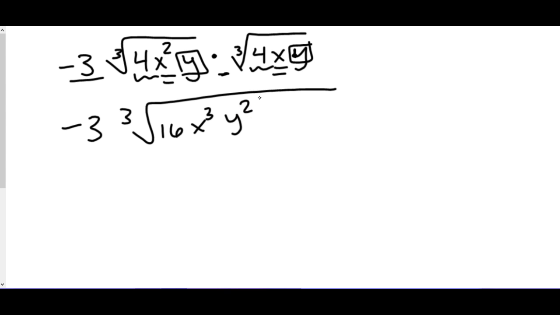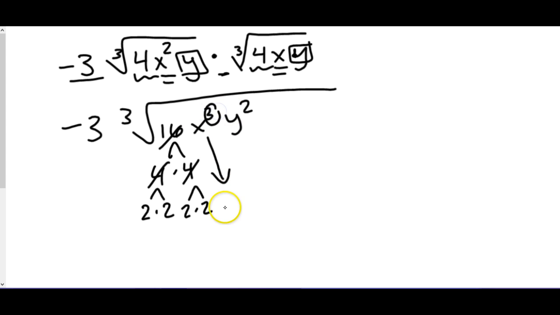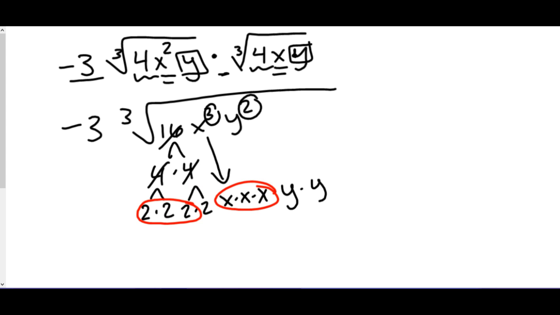Then we've got to break this down. 16 would be 4 times 4. We don't have the 16 anymore. 4 is 2 times 2. The other 4 is also 2 times 2. X to the third we can also break down. When it's to the third, that means multiply x by itself 3 times. Or y to the second, multiply y by itself 2 times. And we are looking for groups of 3. We have 3 2's here, 3 x's here. Those are the only groups of 3.